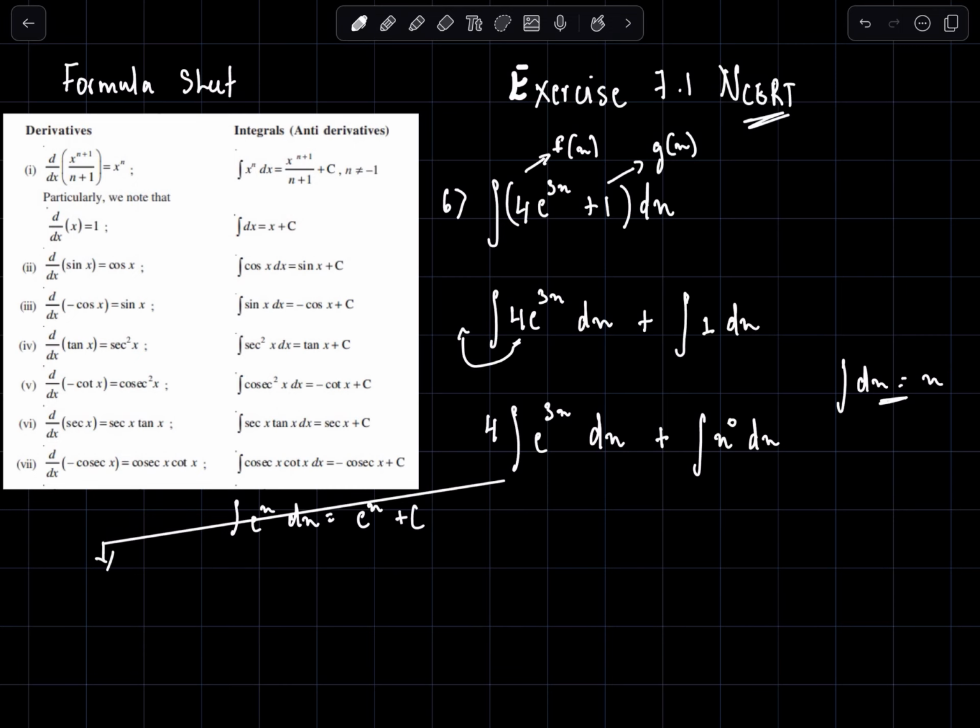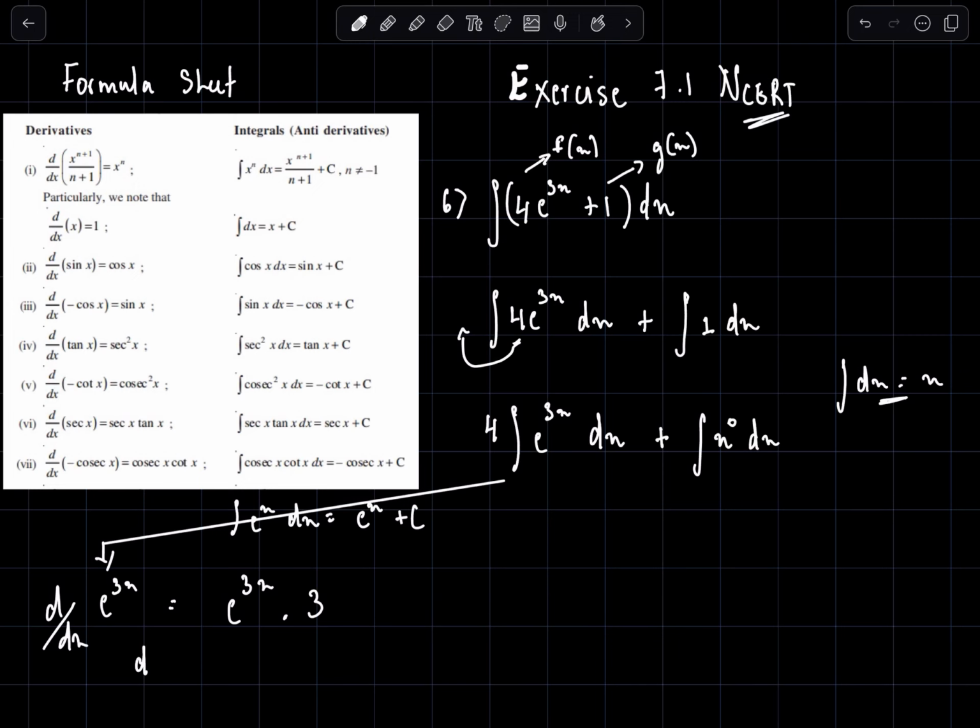Okay, so let's do this. d by dx of e to the power 3x, so you differentiate this, which is equal to what? How do we differentiate this? Simple. E to the power 3x, and then because 3x is on the power, you differentiate 3x. What is the differential of 3x? 3. Correct.